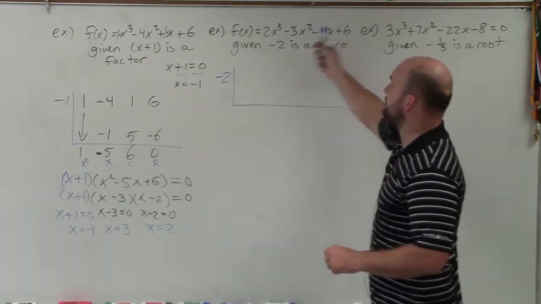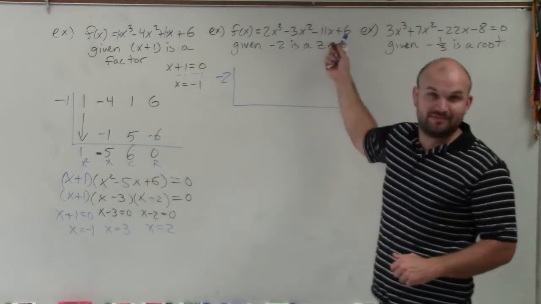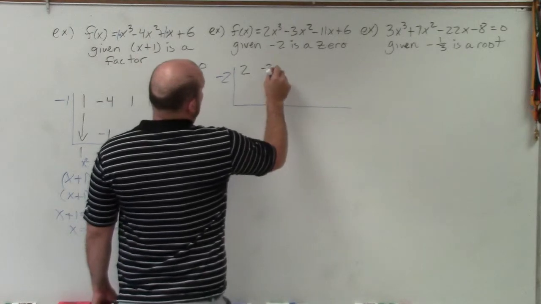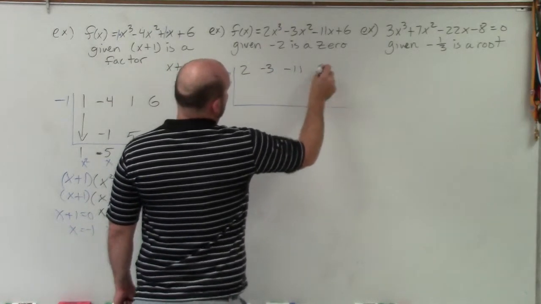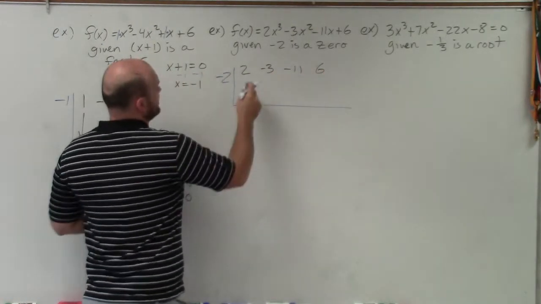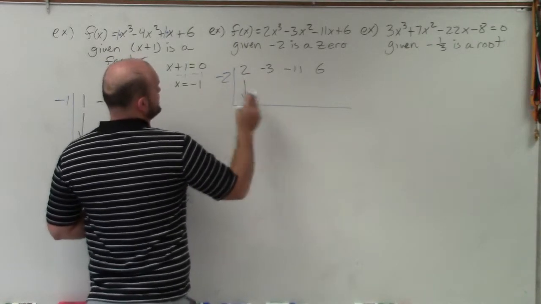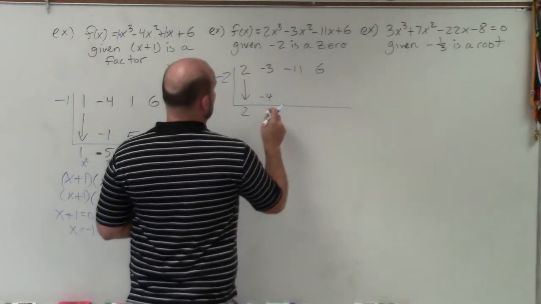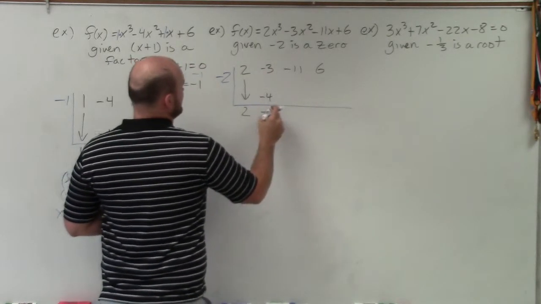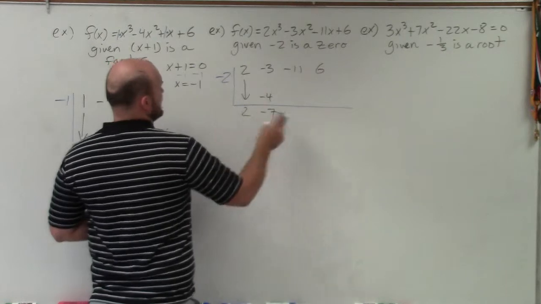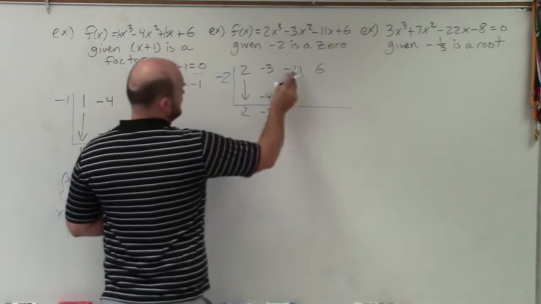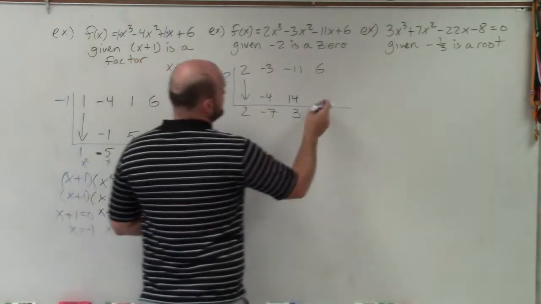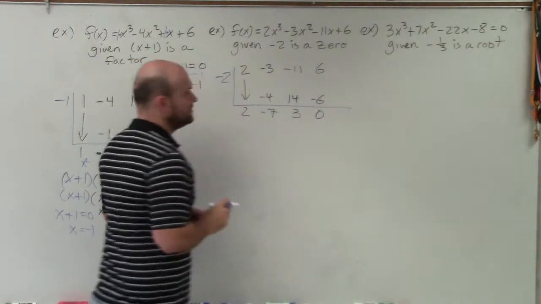Take the coefficients, make sure that it's in descending order, and make sure you're not missing any terms, which in this case we're not. So I'm going to do 2, -3, -11, and 6. First things first, bring down the 2. 2 times -2 is -4. -3 plus -4 is -7. -7 times -2 is +14. -11 plus 14 is going to be +3. 3 times -2 is -6. Add them up, you get a 0.